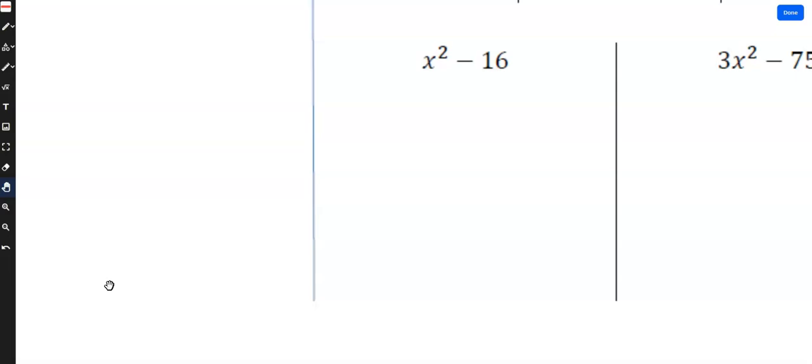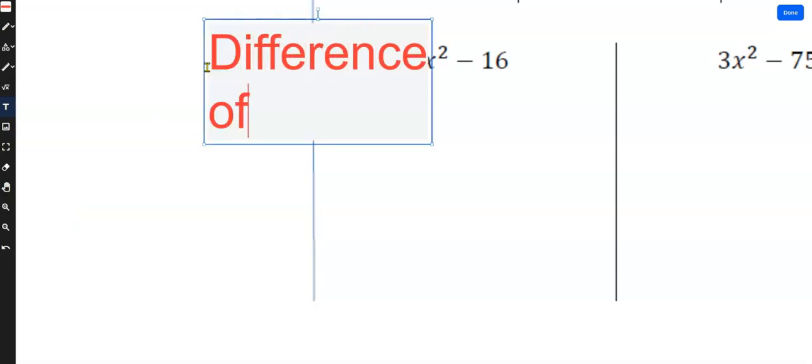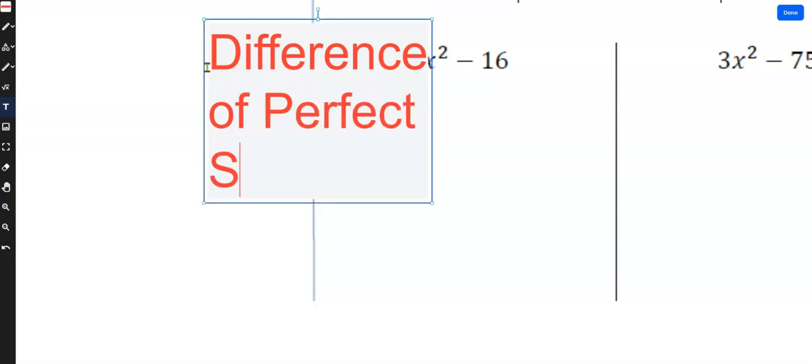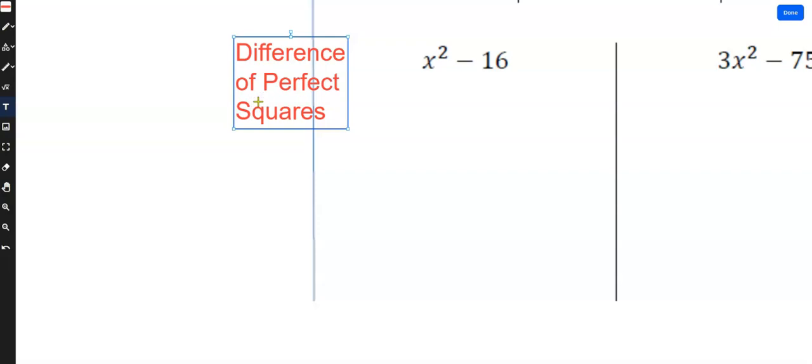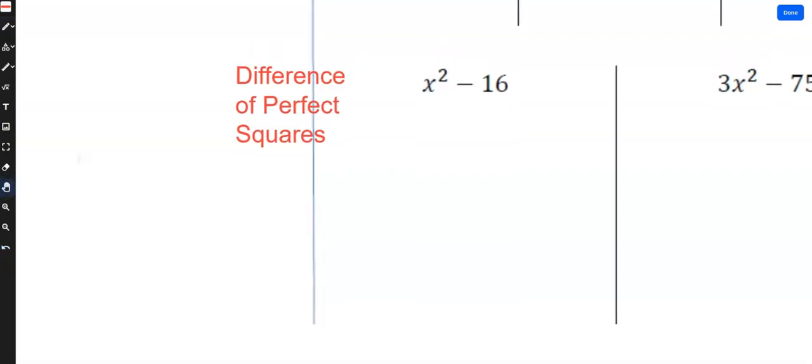No GCF in this one, but this one is called a difference of perfect squares. Difference obviously meaning subtraction, and obviously perfect squares. Now, there's a middle term which is missing.